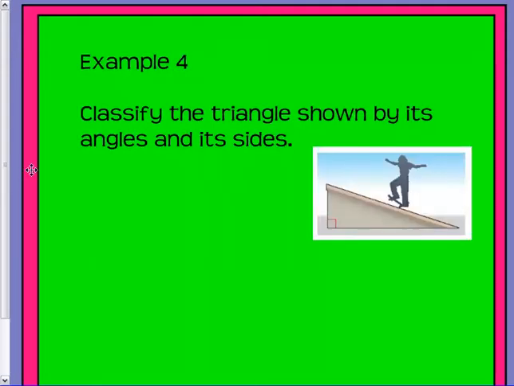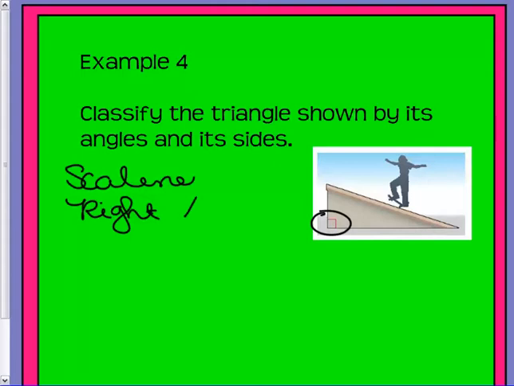What about this one? Let's look at its sides. Okay, so if we look at its side lengths, this one's really long, this one's a little bit shorter, and this one's really short. So it's a scalene, none of the same side lengths. And if we look right here, it's a right triangle. So it's a scalene right triangle.